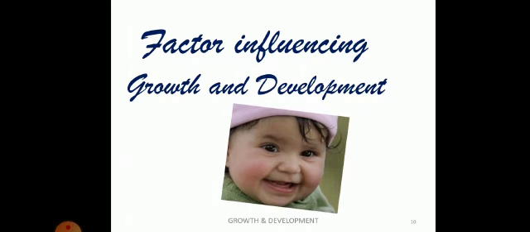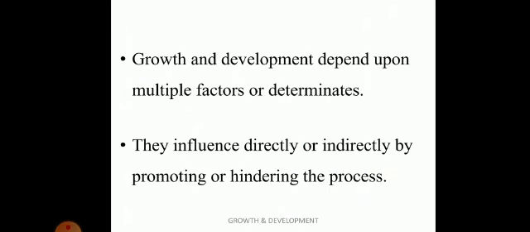Now which are the factors affecting growth and development? The factors are multiple. Clear? Many times all these factors affect growth and development directly or indirectly. Directly means it has a direct effect, and indirectly means it is a secondary effect. Directly it is not affecting, but it creates something that will either retard or increase growth and development. So growth and development may be promoted, and may also be hindered.